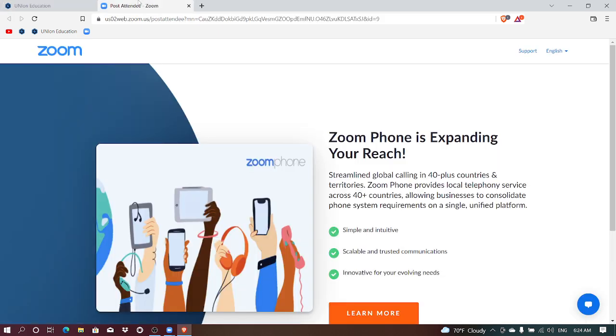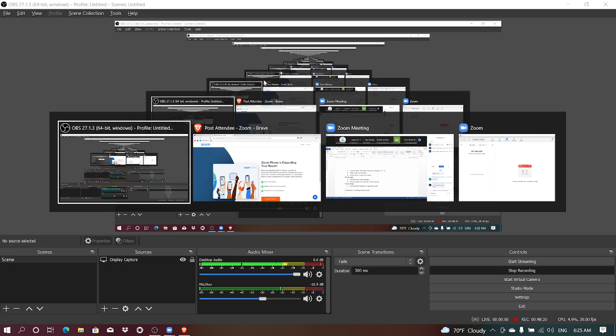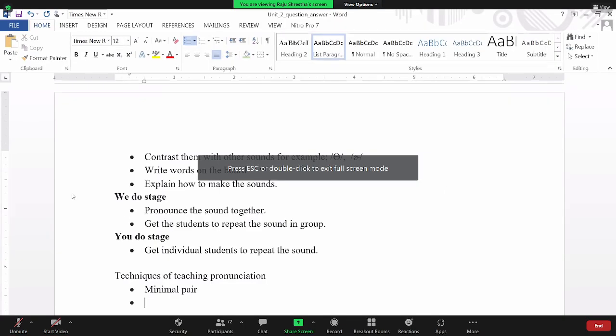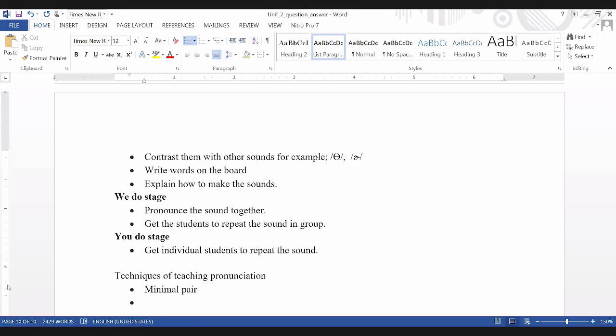Technique, what are the different ways? Ways, techniques, then we can mention the techniques. Like minimal pair, we can use minimal pair. So one sound will be different, like pen, ten. It is just the P in pen and T in ten. What is the difference here? Only the initial sound is different, while the middle and final sounds are the same. This is called minimal pair. Only one sound will be different. Pen, ten, if the sounds are different, then we can use this kind of minimal pair.